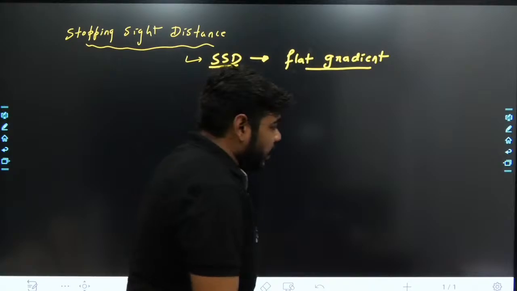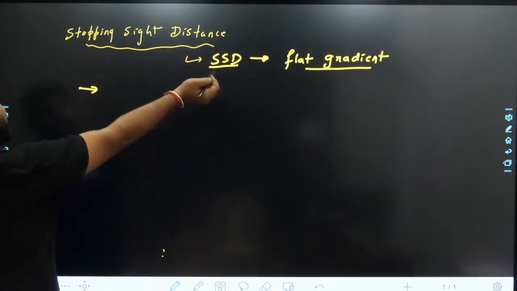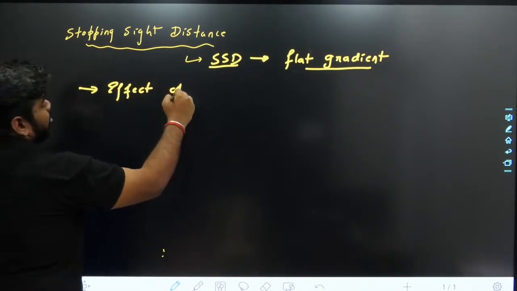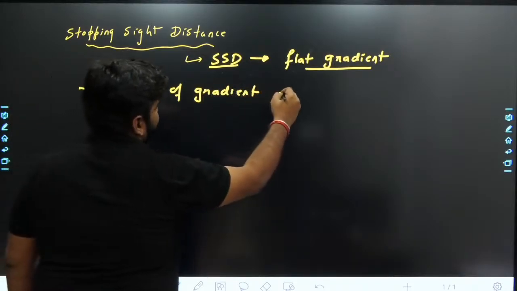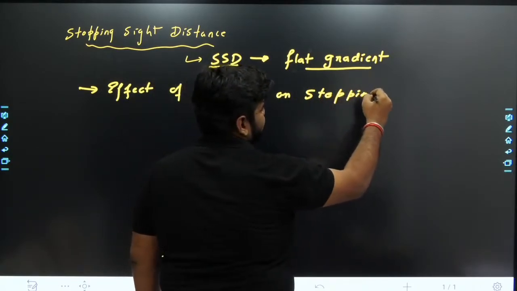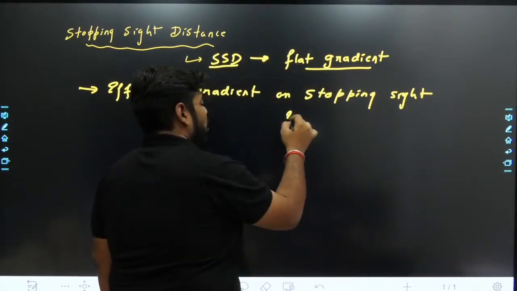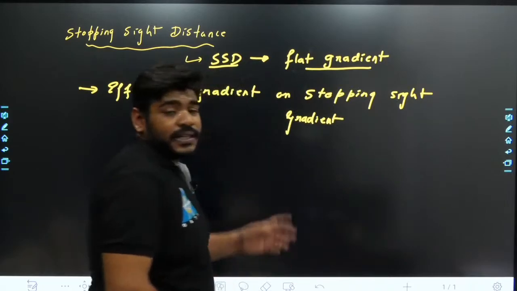Now, our next topic for today is the effect of gradient on stopping sight distance. So let's see how the gradient is going to affect our stopping sight distance. Let's discuss this first.